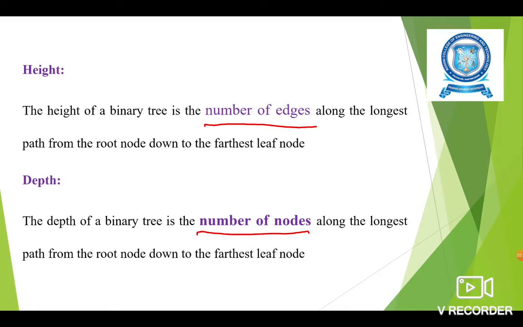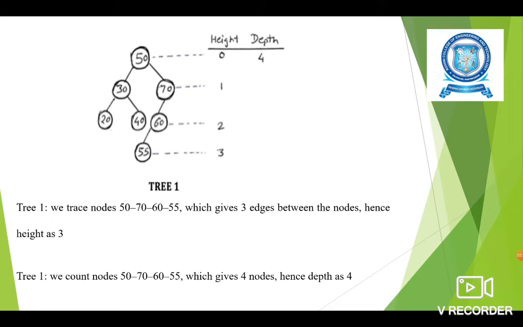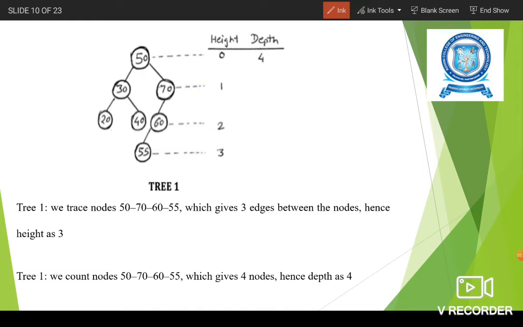It is the number of edges along the longest path from the root node down to the furthest leaf node. Okay, that is from the root node. From the root node, you have to reach the leaf node. It is the longest path. Since I am having 3 edges, the height of this binary tree is 3.